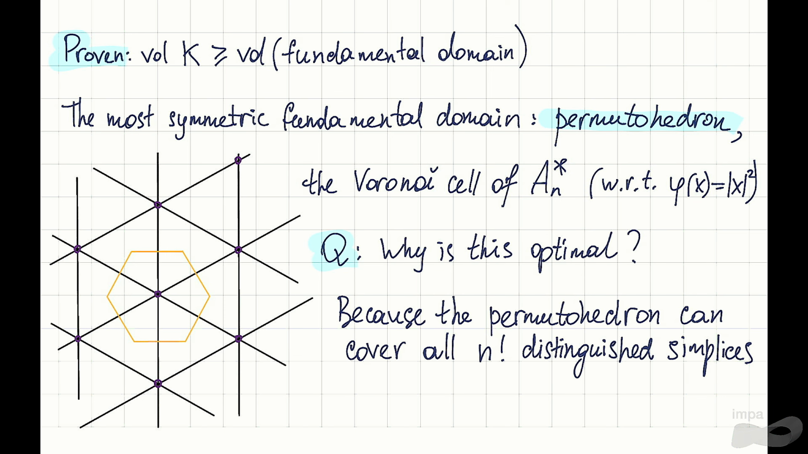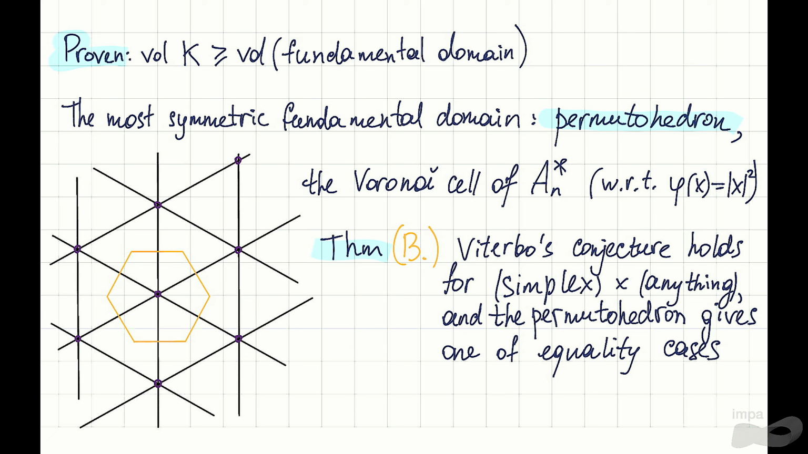Why is it optimal? Because you can check in a straightforward way that this permutohedron actually contains translated copies of all of the distinguished simplices. My original argument for why this inequality is optimal was much, much, much more complicated than this. But using this machinery, where you need to test your shape against finitely many simplices, it gives a shorter proof.